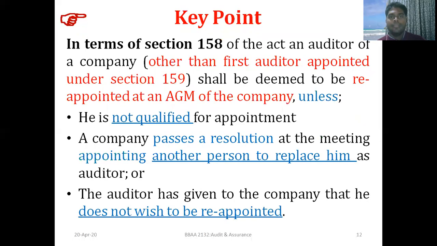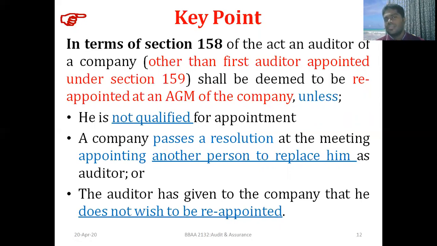Okay, now. The key point the other one says: in terms of section 158 of the Act, an auditor of a company, other than the first auditor appointed under section 159, shall be deemed to be reappointed at an annual general meeting of the company. That's normally what everybody knows. The same auditor can be appointed for 5 consecutive times, a maximum of 5 years.